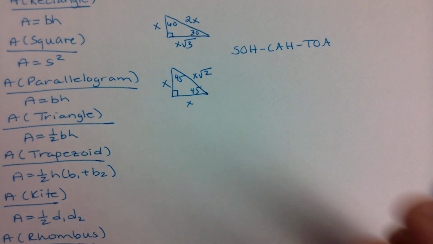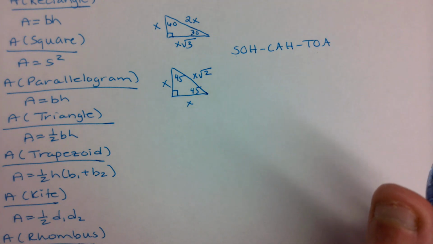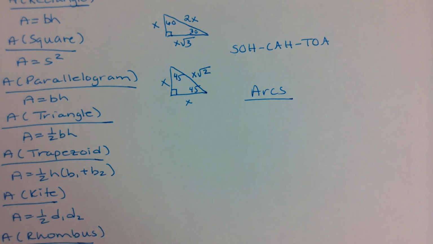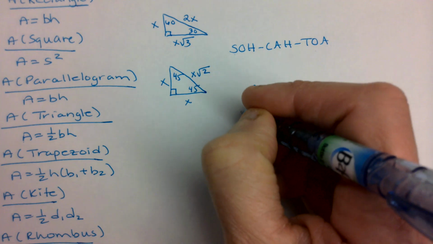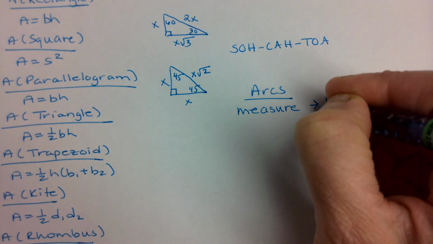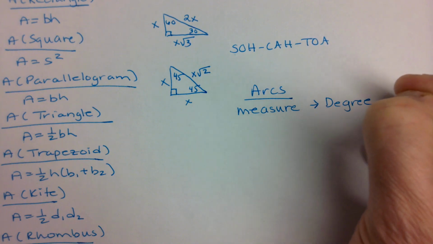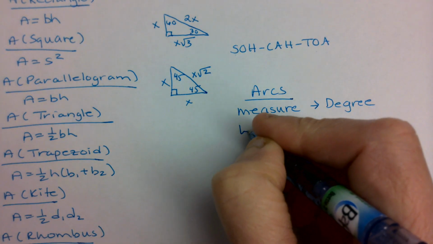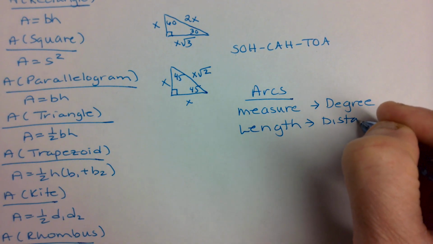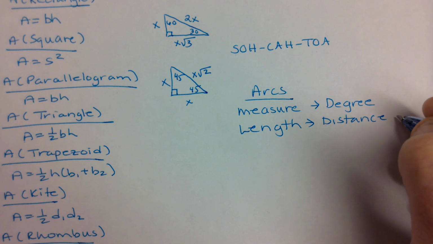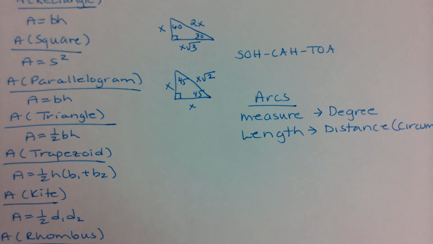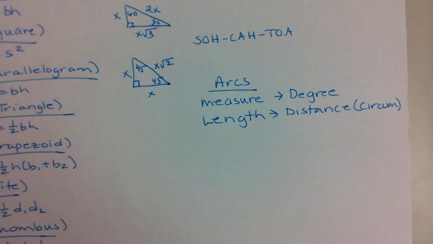Let's see, the other thing you need to know is when we are talking about arcs, when they say measure of arcs, they're talking about the degree measure. When we're talking about the length of arcs, we're talking about the distance. So you would want to be dealing with what? The circumference. Okay.